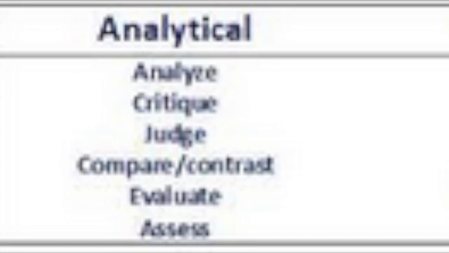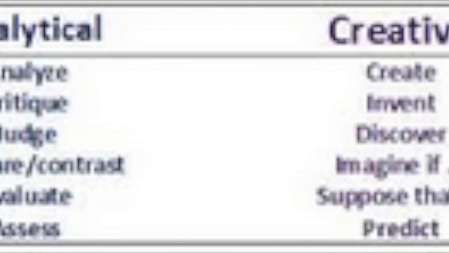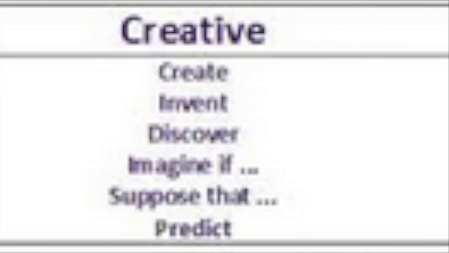Sternberg's triangle theory only had 3 categories: analytical, creative, and practical.